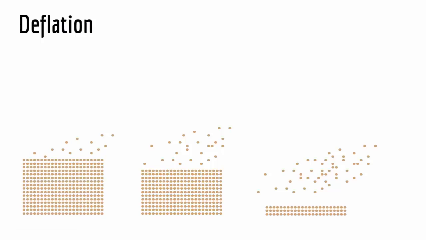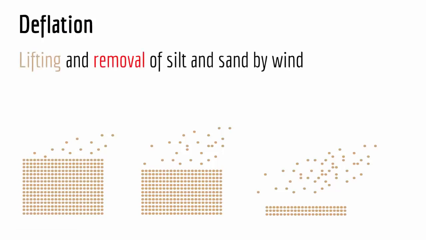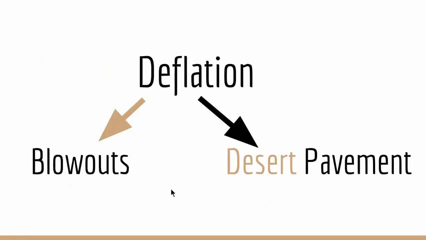The first type of erosion that is due to wind is called deflation. So what is deflation? Well, deflation is lifting and removal of silt and sand by wind. So when you have silt and sand on the floor of arid areas, the removal and lifting of this sand and silt by wind is called deflation. As you can see in this illustration, when we have silt and sand on the floor and wind comes and removes this silt and sand, this is called deflation. We have two kinds of deflation. We have blowouts and we have desert pavements.